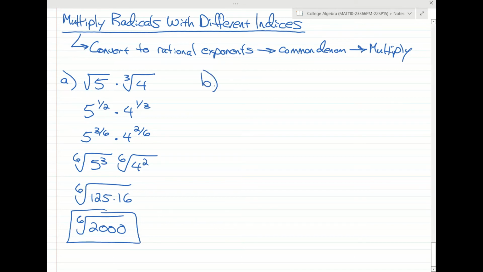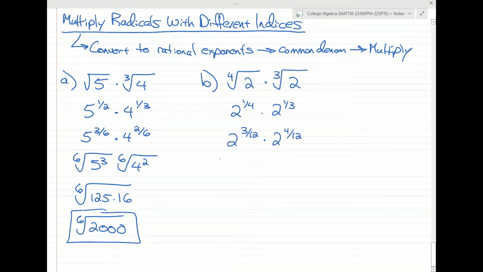One more of these. What if we had the 4th root of 2 times the cubed root of 2? I'm only allowed to multiply them if they have the same index. So we'll write 2 to the 1/4 times 2 to the 1/3. Get a common denominator, which would be 12. Get the 12th root of 2 to the 3rd times the 12th root of 2 to the 4th, which is just the 12th root of 2 to the 7th.